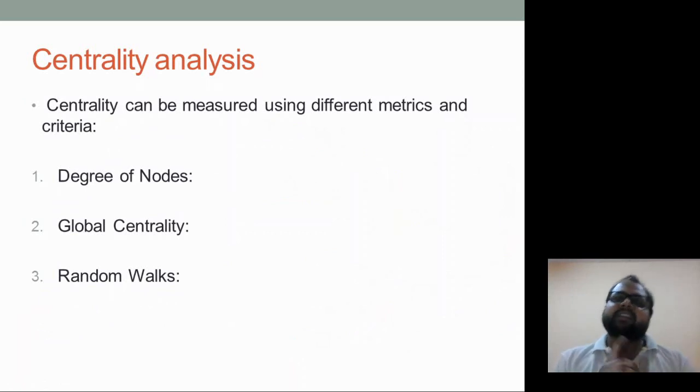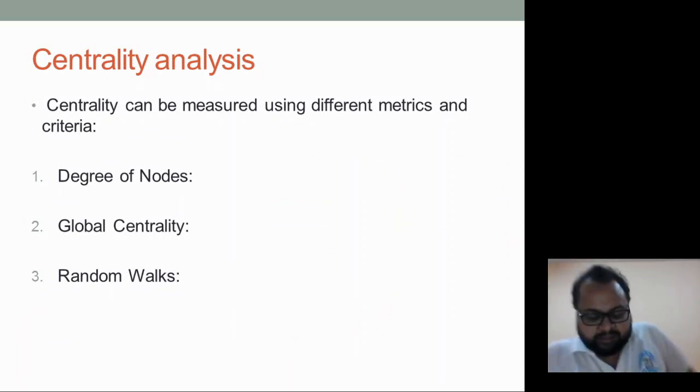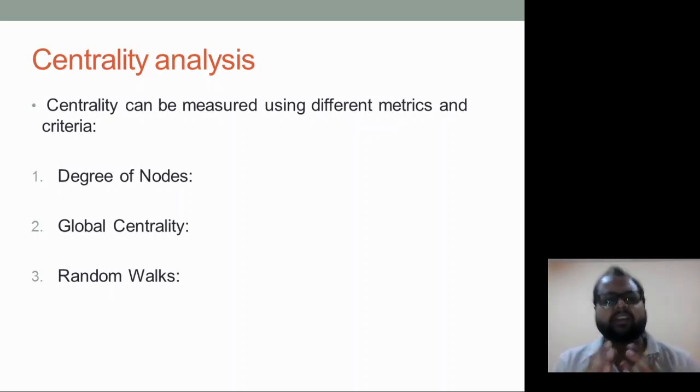Yeah, so your centrality analysis can be measured using different criteria. There are basically three important criteria for your centrality analysis. One is your degree of nodes. Now, I don't think I need to go more into degree of nodes. We have already discussed this in your prior sessions. It means the more the connectivity, the higher the degree.